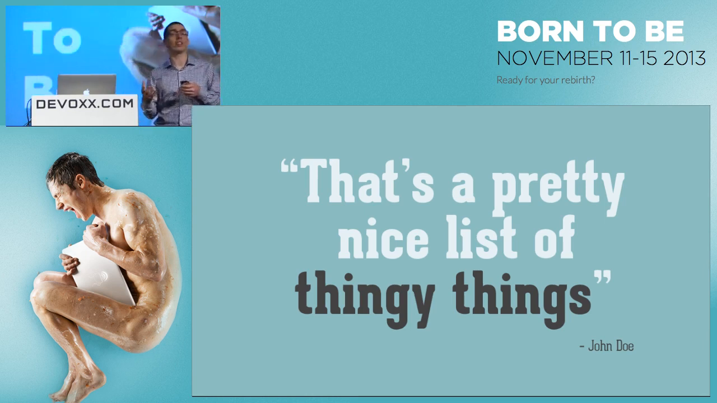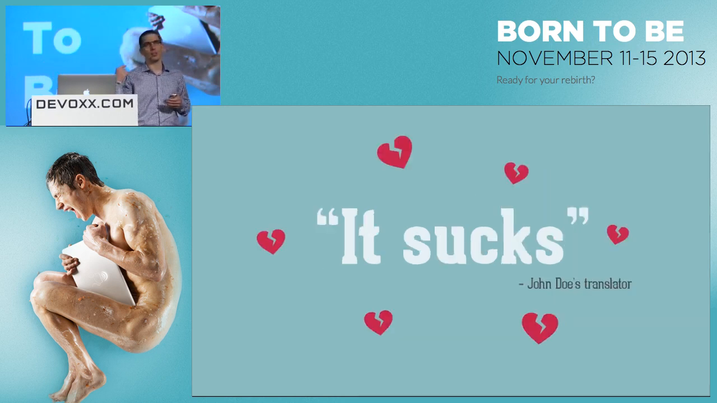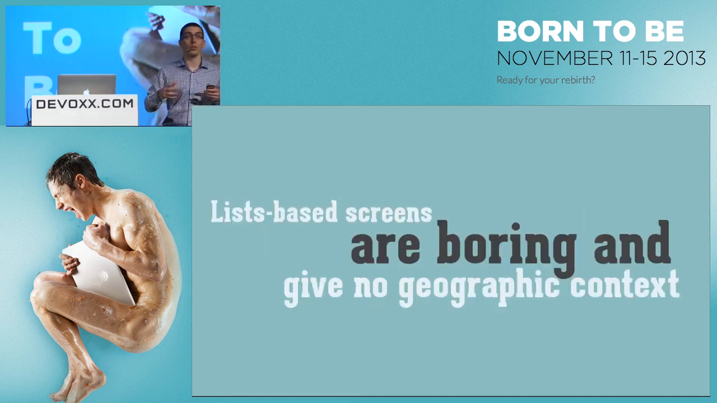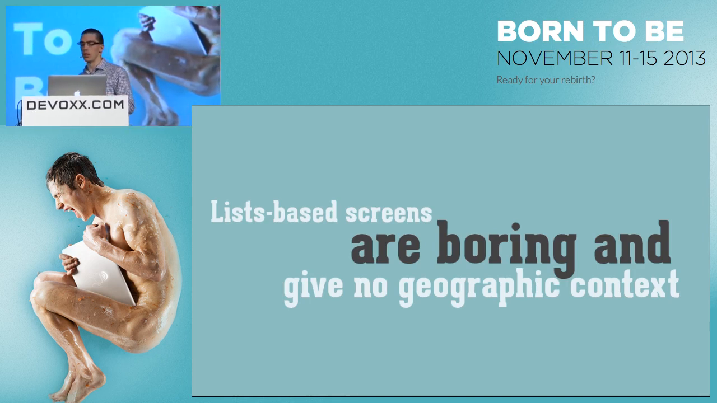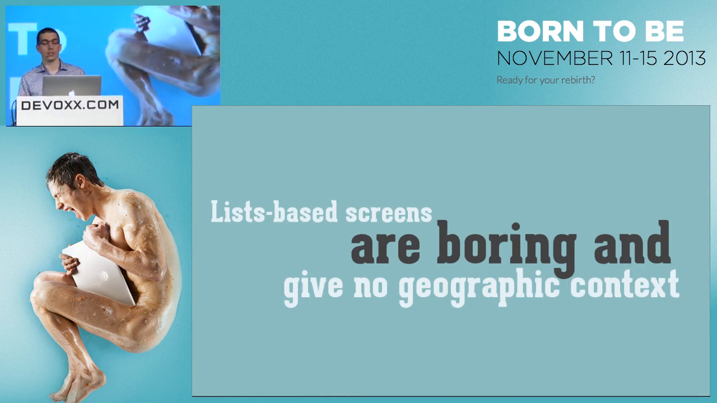So it's pretty, it's nice, but it's a list of thingy things. You probably don't know my wife as I do, but when she says something like that, it basically means that my application sucks. It's hard to listen, but you have to listen to that. And the thing is, list views and list screens are boring. This is because my application was trying to represent geographic context with list views, and that's not what list views are made for.